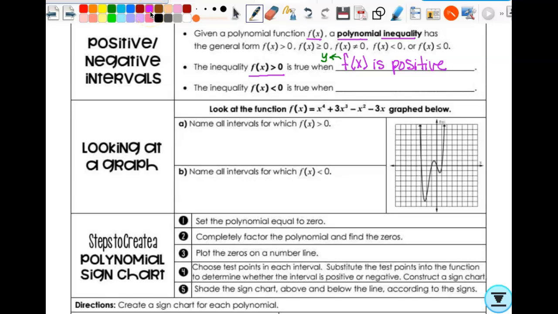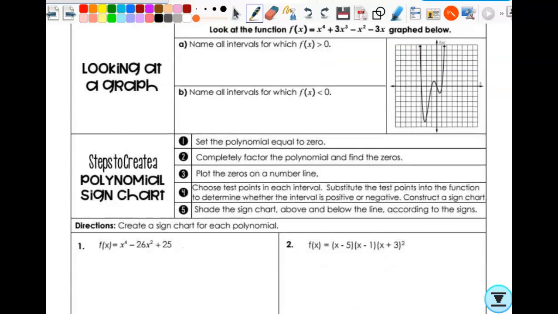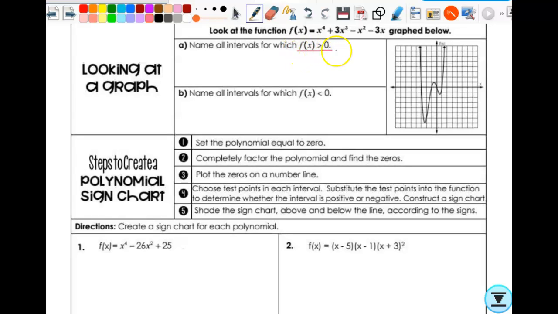So, similarly, I should have chosen a different word because I can't say that one. This inequality is true when f of x is negative. So far, nothing groundbreaking, right? But I do want you to think about the function. When the function is positive or negative, we're talking about when y is positive or negative. Okay? So we're given a function. We're given it as an equation. We're given the graph. And it tells us to name all the intervals in which f of x is greater than 0. So that means when is it positive, right?